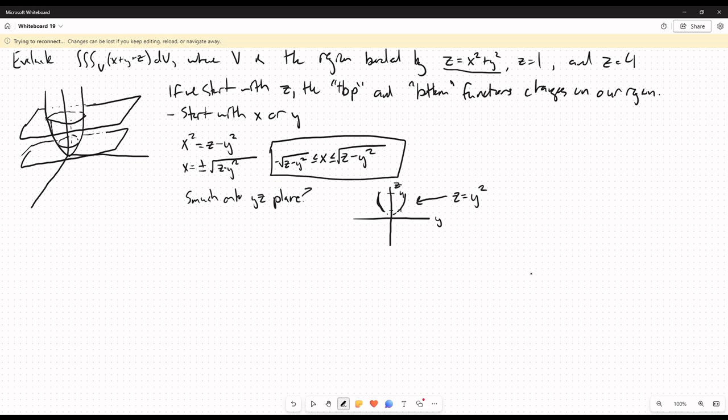Keep in mind, we don't really want to integrate with respect to z because then we have different things on the top and bottom as we move across. That was the whole problem. We want to wait until the end to integrate with respect to z. So since I want to integrate with respect to y first, we're going to solve this for y: y equals plus or minus square root of z. So y is greater than or equal to negative square root of z, and less than or equal to positive square root of z.